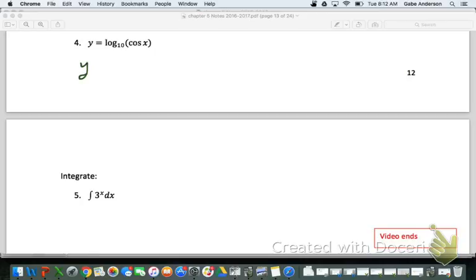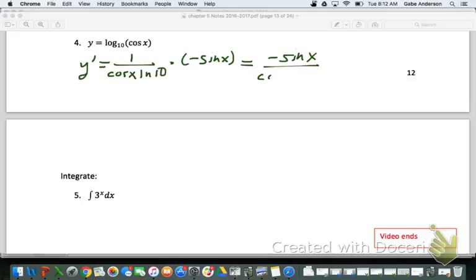So we'd get y prime equals 1 over u, in this case u is cosine of x, so 1 over cosine of x, ln of 10, but then we'd have to multiply by the derivative of that inside, so it'd be times negative sine of x. So of course if we wanted to, we could write this simplified as negative sine x over cosine of x ln of 10. And you could do some trig identities if you wanted to simplify it further, but there's no real need to do that at this point.